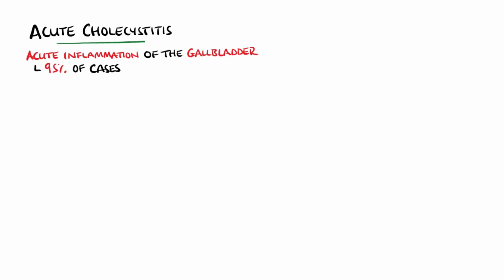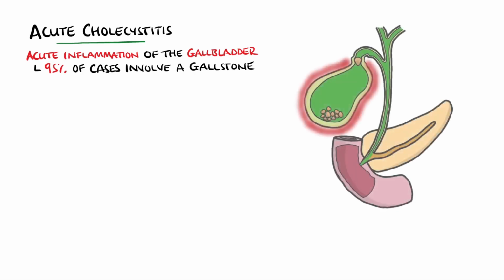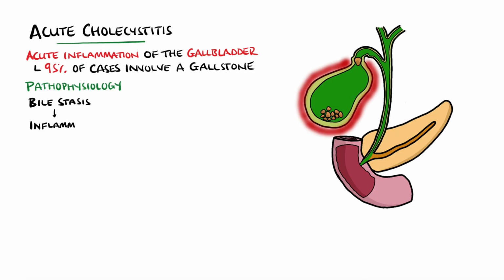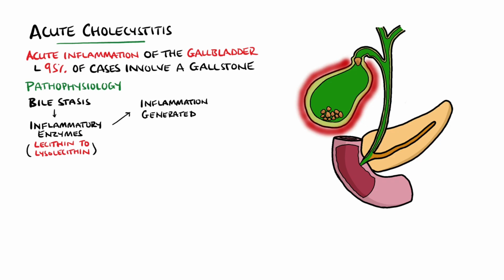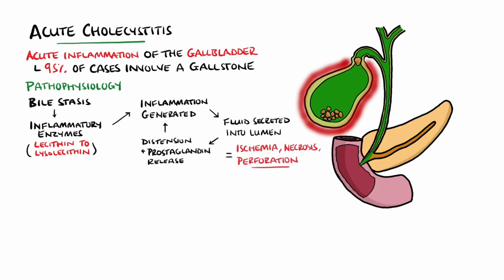In 95% of cases, this involves the presence of a gallstone blocking bile movement through the cystic duct. As a result of this bile stasis, there is a release of inflammatory enzymes such as phospholipase A, which converts lecithin into lysolecithin, which mediates inflammation. This process causes secretion of fluid from the mucosa of the gallbladder into its lumen, causing further distension and release of inflammatory mediators such as prostaglandins. This then generates a vicious cycle that can culminate in infection as well as ischemia, necrosis, and perforation.